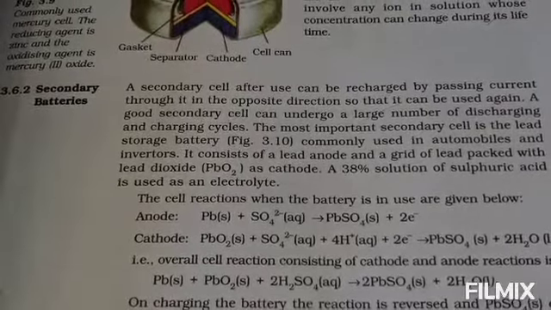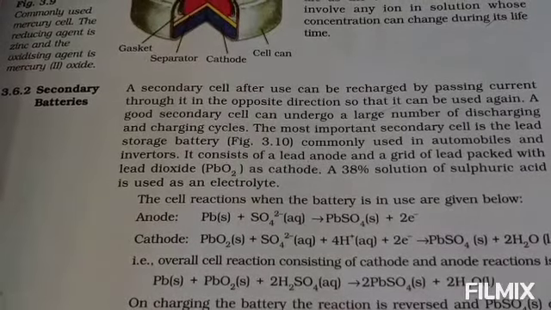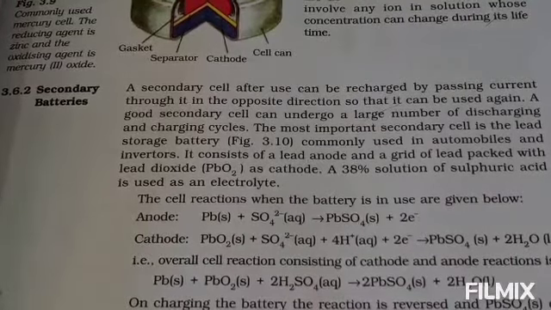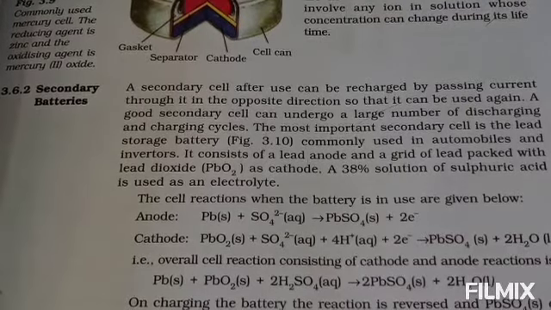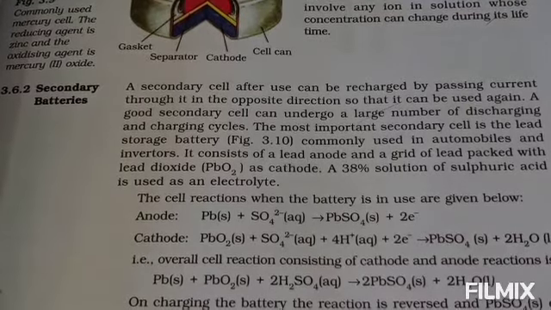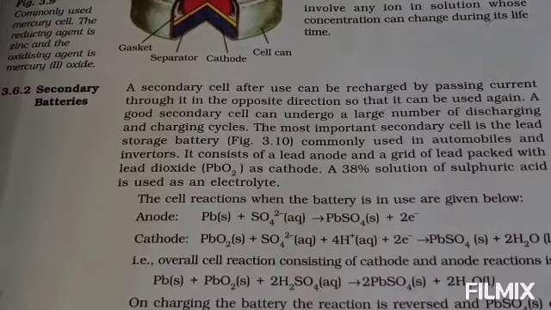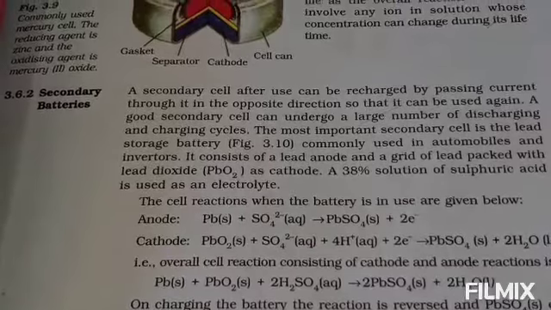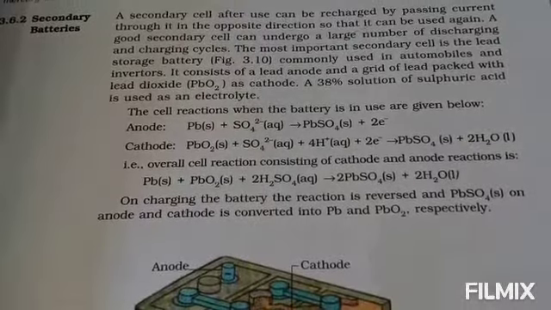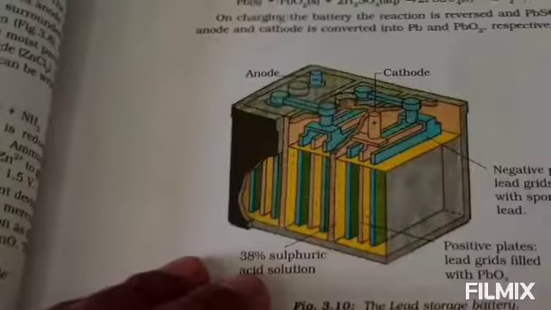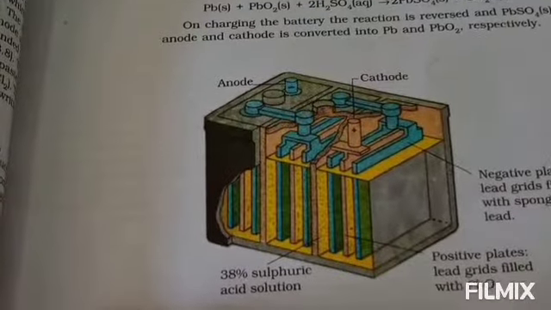On charging the battery, the reaction is reversed, and PbSO4 solid on the anode and the cathode is converted into Pb and PbO2 respectively. That means the cathode and anode reactions interchange while electricity is passed into the battery. Now you have seen the lead storage battery.